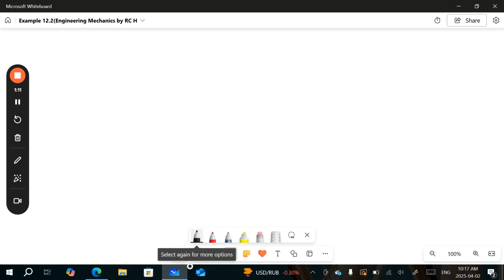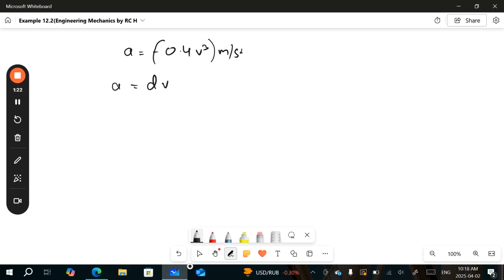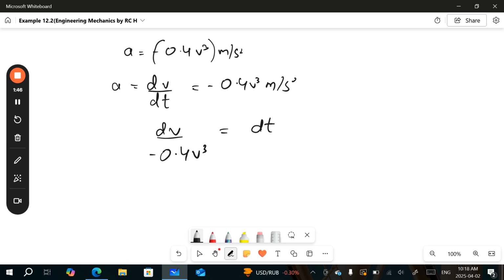The acceleration is given as minus 0.4 v cubed meters per second squared, and as we know, acceleration is dv by dt, the rate of change of velocity with respect to time. So we can write dv by dt equals minus 0.4 v cubed. Now we have to find the velocity, so we move the v term to this side, dv over minus 0.4 v cubed, and we move dt to the right side. After that we will integrate on both sides.